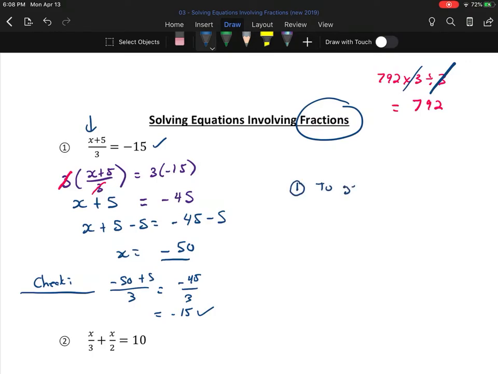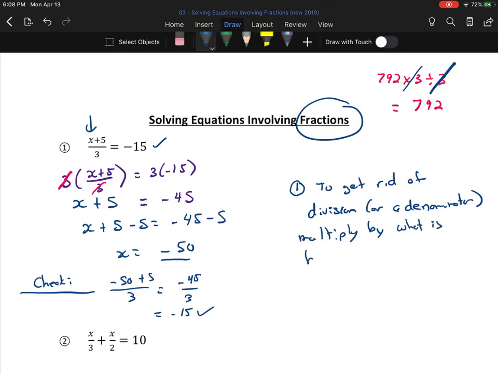The first part of this whole lesson is to get rid of division or a denominator, multiply by what is being divided.